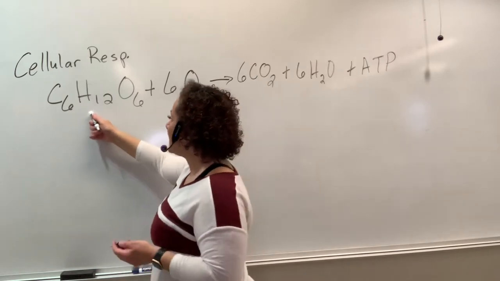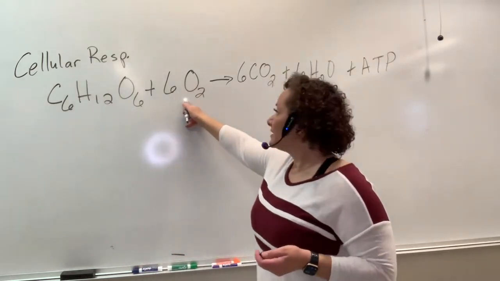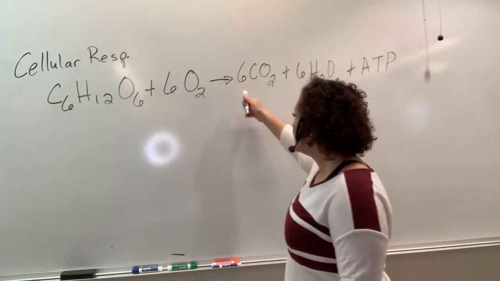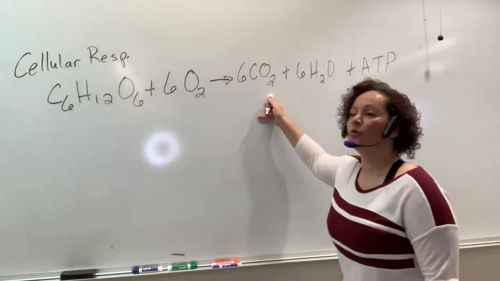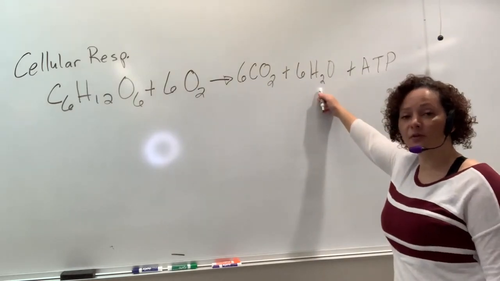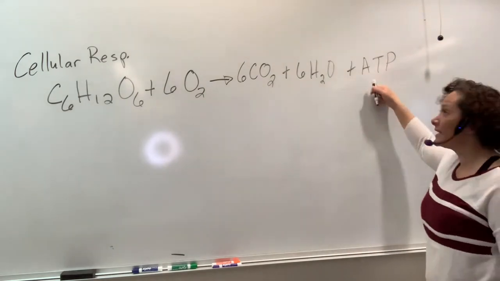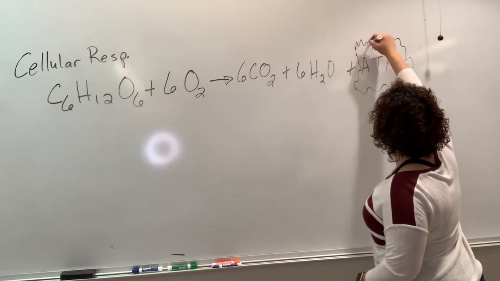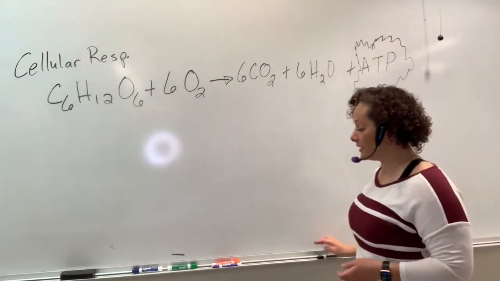I'll say it again just in case you can't see. Glucose, C6H12O6 plus oxygen, breathe it in. 6 O2 molecules is going to yield, that is an arrow sign, 6 CO2 molecules that you're going to exhale as waste. Then 6 waters, they're going to be excreted from your cells or used within your cells because our bodies are mostly water. And the whole point is ATP. ATP is a high energy molecule. So that is your cellular respiration formula.